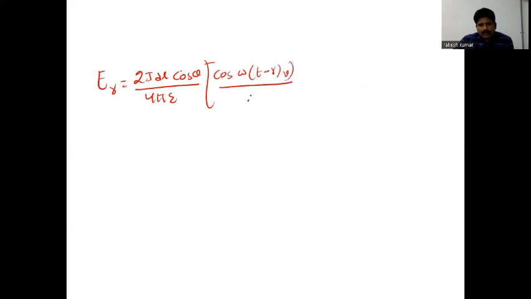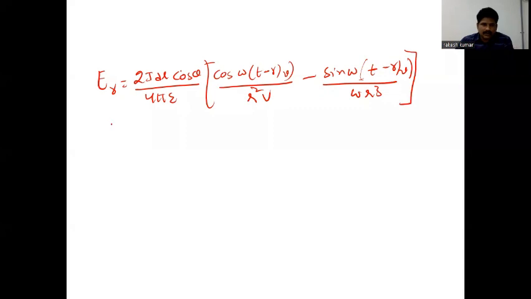So ER component is equal to 2 IDL cos theta by 4 pi epsilon into cos omega (t minus R by V) by R square V minus sine omega (t minus R by V) by omega R.